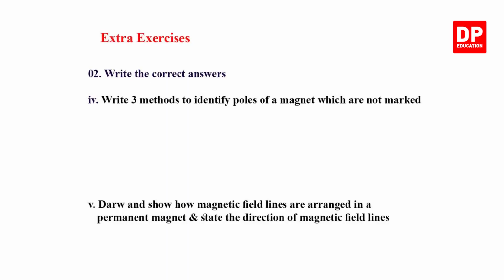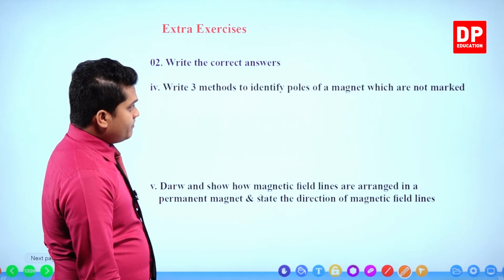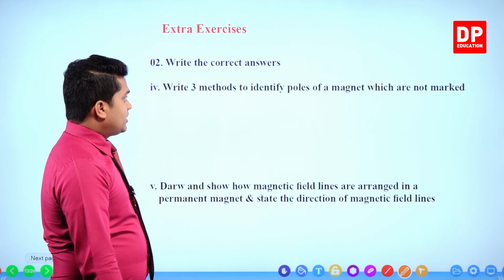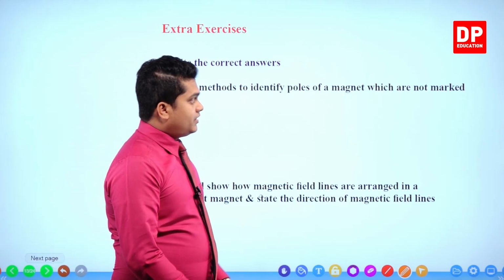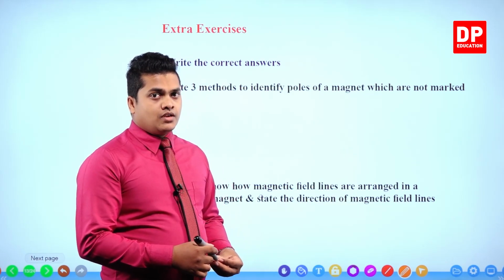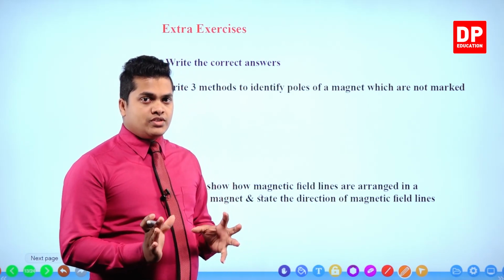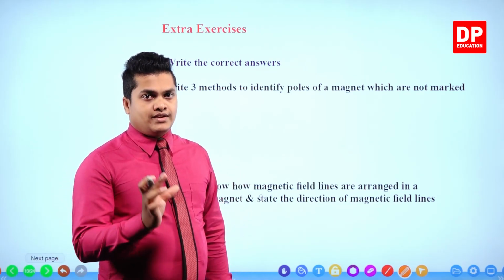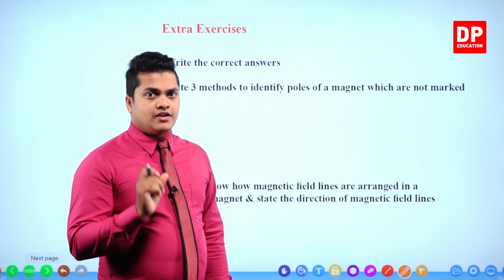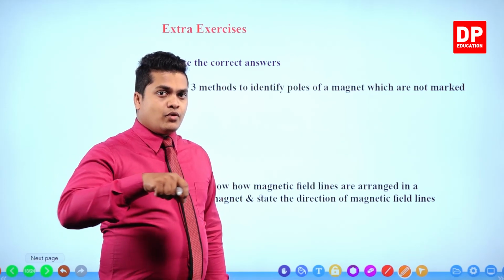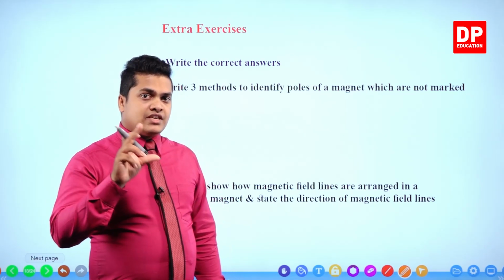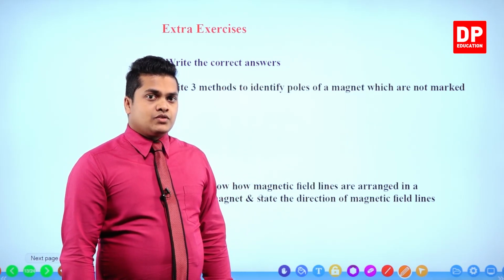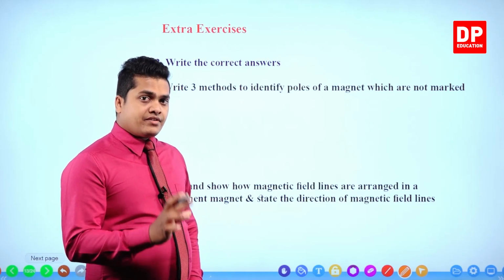Write 3 methods to identify poles of a magnet which are not marked. We have to write down 3 methods to identify poles of a magnet which are not marked. So first and foremost, you can use a magnet with marked poles. So by using a magnet with marked poles, we can bring that magnet which has the marked poles near the magnet which has unmarked poles. So check which pole is getting attracted to which pole.